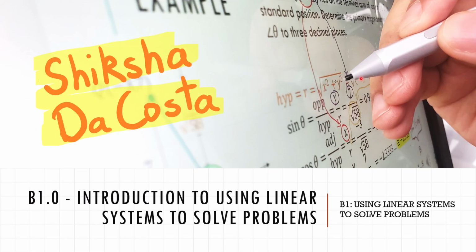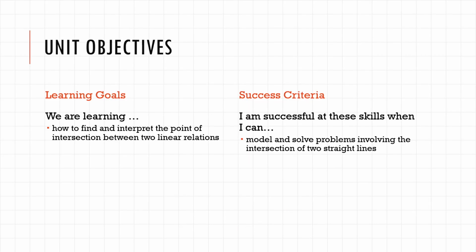Today we're going to start a unit on using linear systems to solve problems. In this unit, we're going to learn how to find and how to interpret something called the point of intersection between two linear relations. And you're good at this when you can take a problem, model it, and then solve it if that problem involves the intersection of two straight lines.